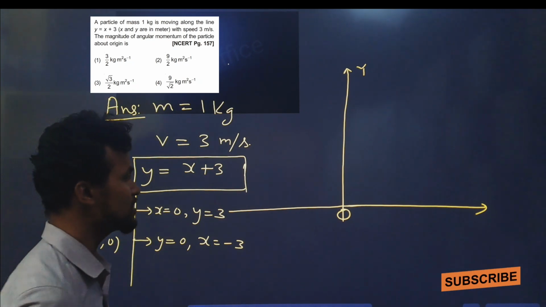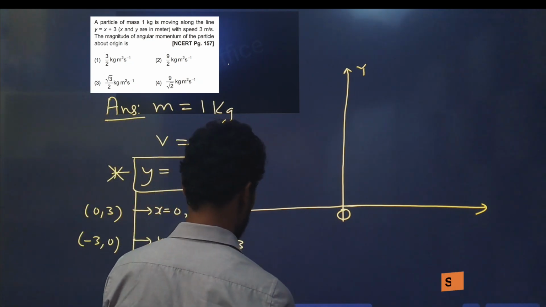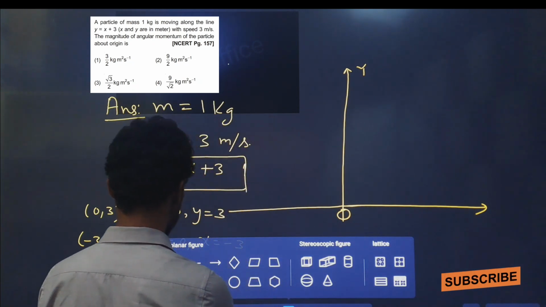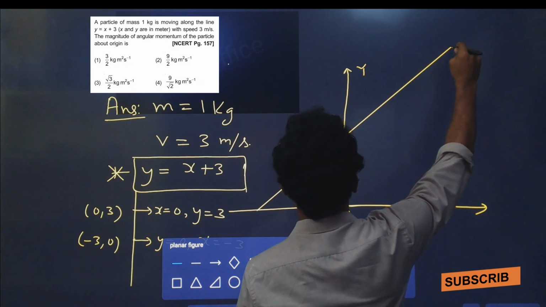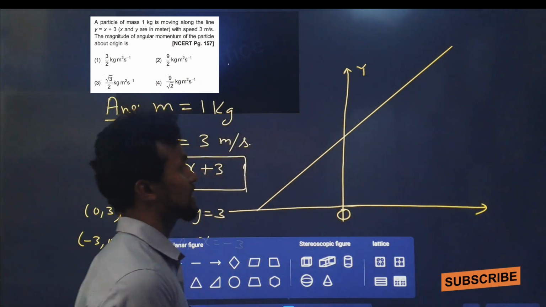This is a shortcut to just draw the line here. Okay, so students, let me draw one line here. Now see, I have drawn one line here. See, this is the line I have taken. Now this is the line here.